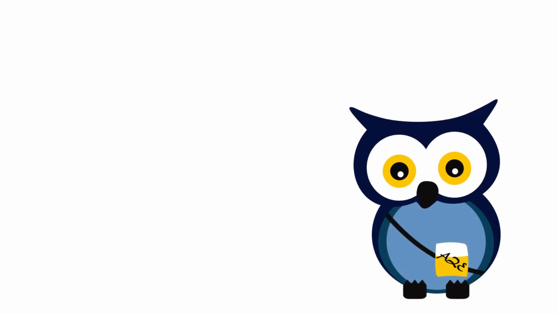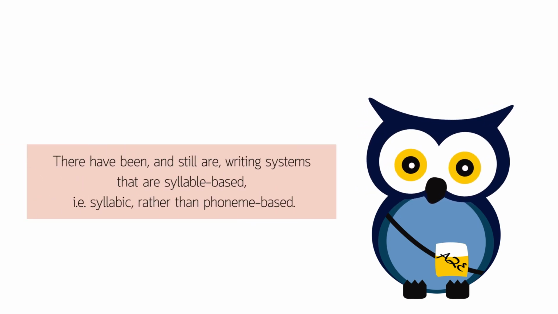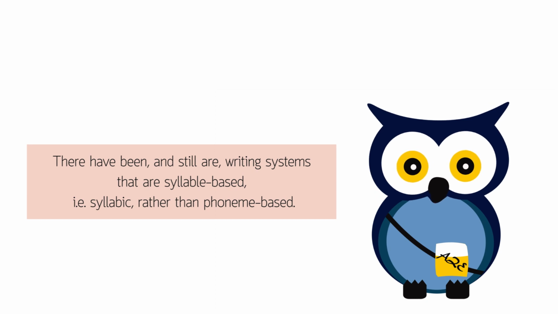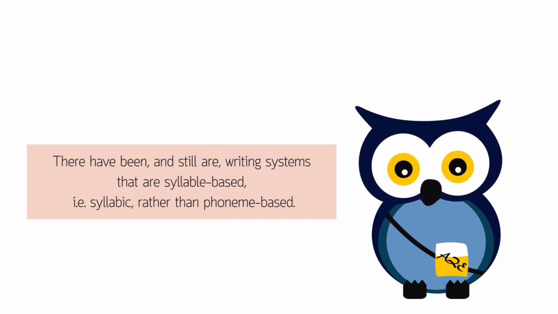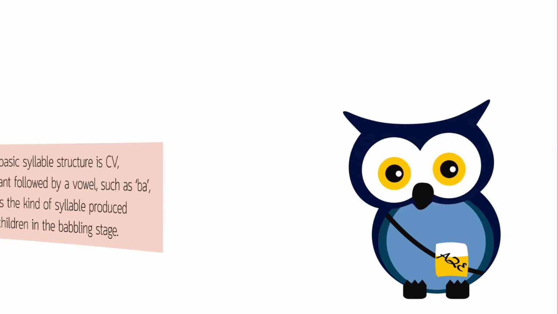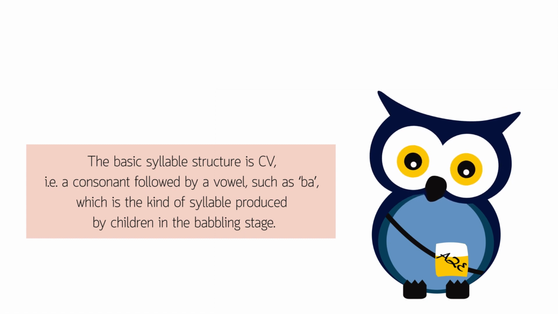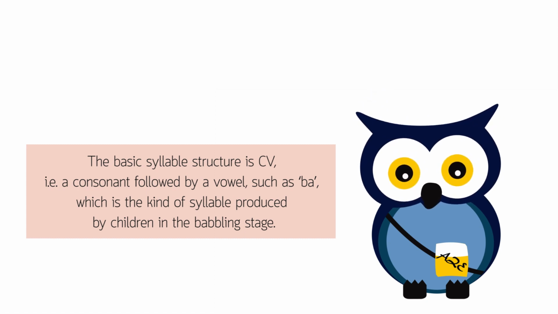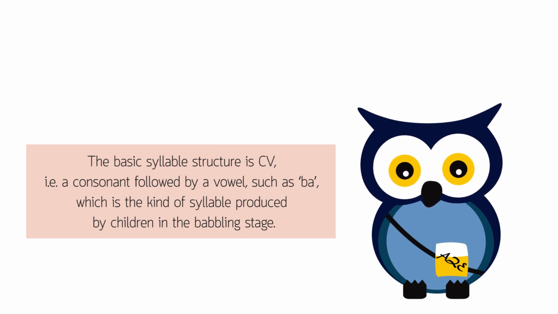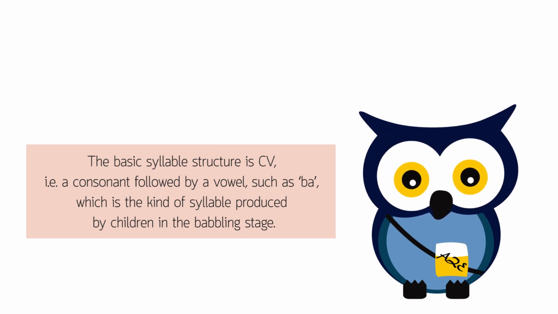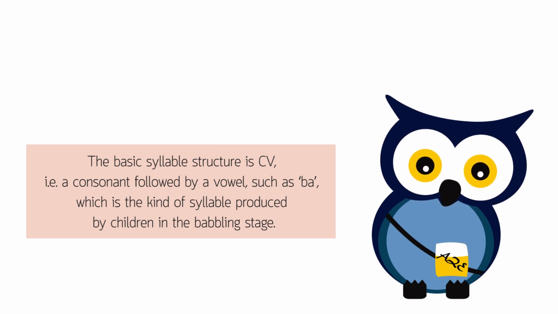One interesting fact about syllables. There have been and still are writing systems that are syllable based. That is, they are syllabic writing, rather than phoneme based. The basic syllable structure is CV. That is a consonant followed by a vowel, such as ba, which is the kind of syllable produced by children in the babbling stage. And that's a basic syllable structure they produce. So it has cognitive value, like developmental value.